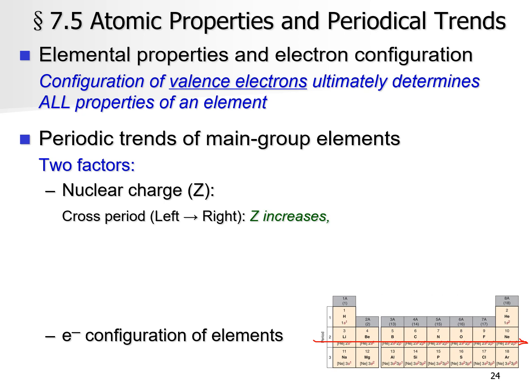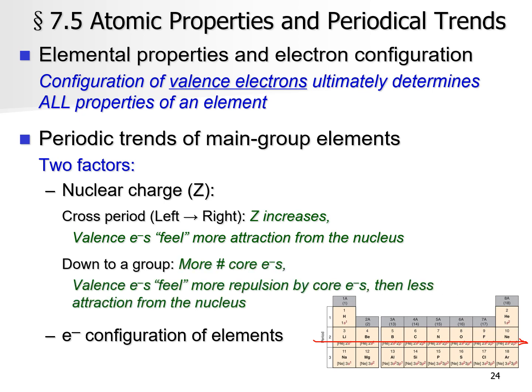Once we have more protons in the nucleus, electrons will feel a much stronger attraction from the nucleus. And there's going to be some consequence. As we go down the group, for example from hydrogen down, we start to see more and more core electrons. That's a fill-in between the nucleus and the valence electron.